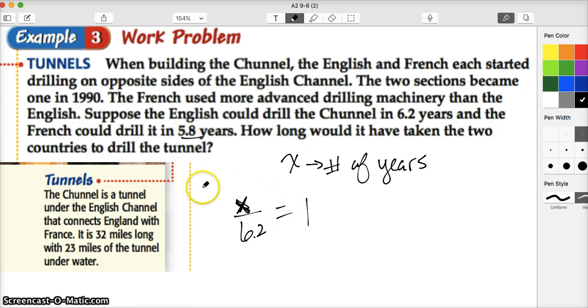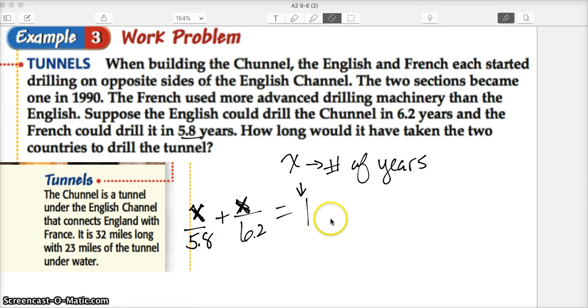But since the French are a part of it and they're working at exactly the same time, we need to consider what they would add to the job, also still just looking for one job done. Does that make sense? I know it's a little bit weird, but if you haven't seen it before, it will feel weird until you practice some more. So we're going to use x divided by 5.8 plus x divided by 6.2 equals 1 as our equation, where x refers to the number of years these two groups would be working together to get one job done.